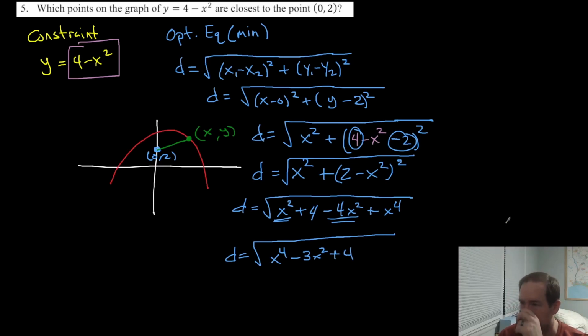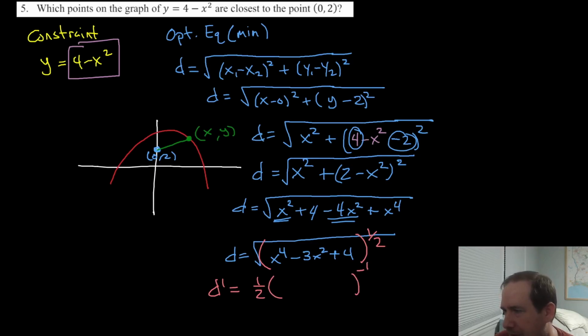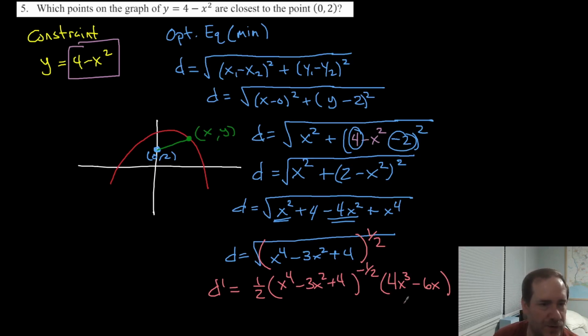Okay, but that's it. So we now need to differentiate this guy, which means, and by the way, we would rewrite this as just to the power of 1/2, right? And ignore the radical because we want to use that power rule. So that means d prime is going to be 1/2 of this entire expression, now raised to the power of negative 1/2. So bring down the x to the 4th minus 3x squared plus 4. And then don't forget chain rule. We're going to get a second factor. That's a 4x cubed minus 6x, and then technically plus 0. But that's your whole derivative.